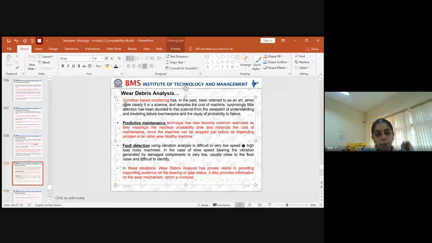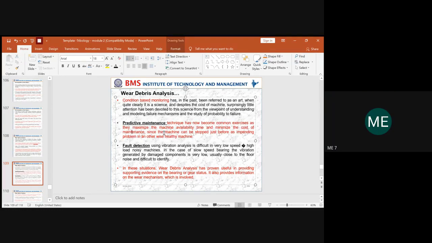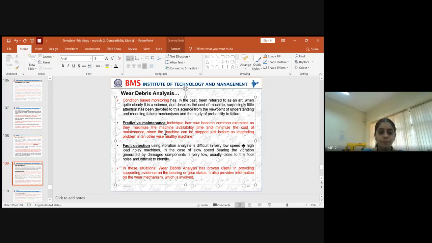In all these types of problems, one is associated with condition-based monitoring. Here you can identify why the failure is and you can map: this is the failure which has been caused due to this particular failure mechanism. The second one is you will reduce the wear by having predictive maintenance. And third one, you will identify what the fault is.